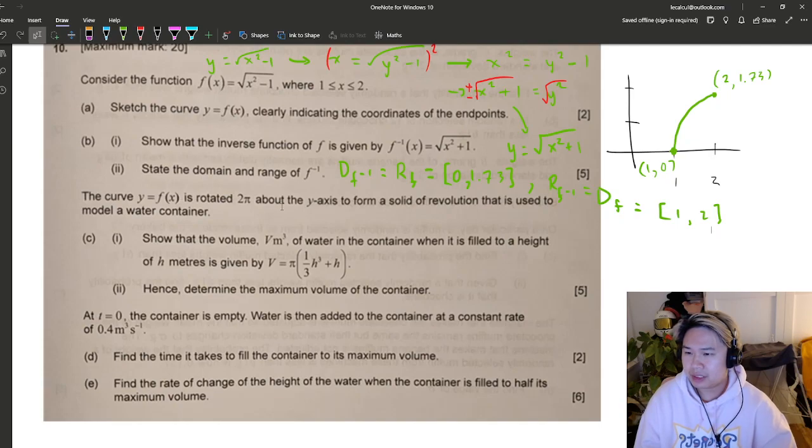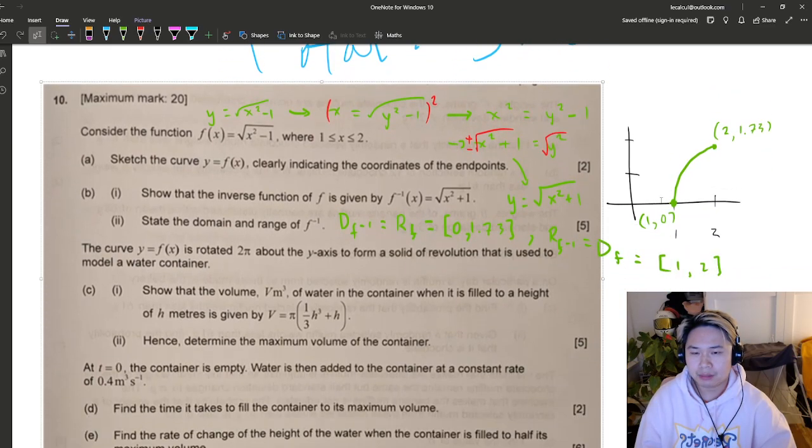Then the curve is rotated about the y-axis to form a solid. Show that the volume... Oh. Okay. Okay, I'm gonna borrow this graph.